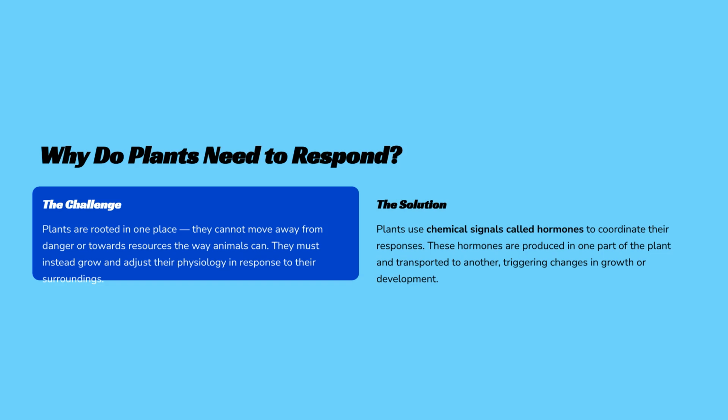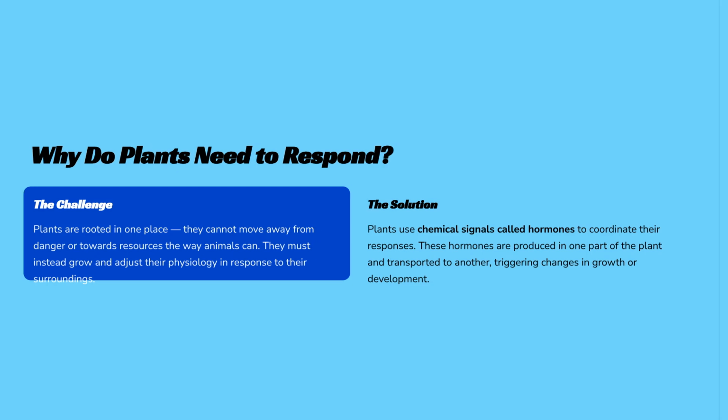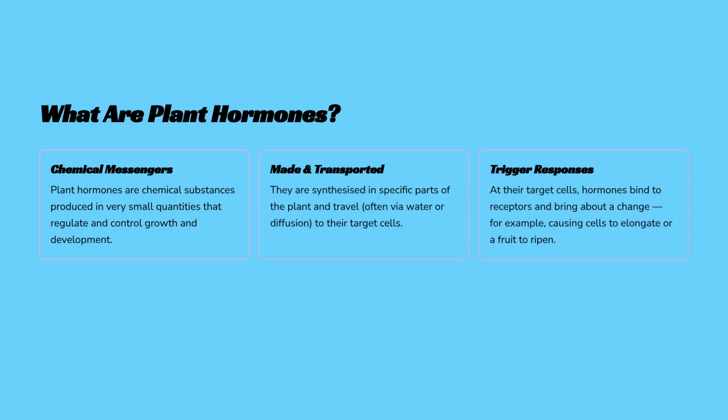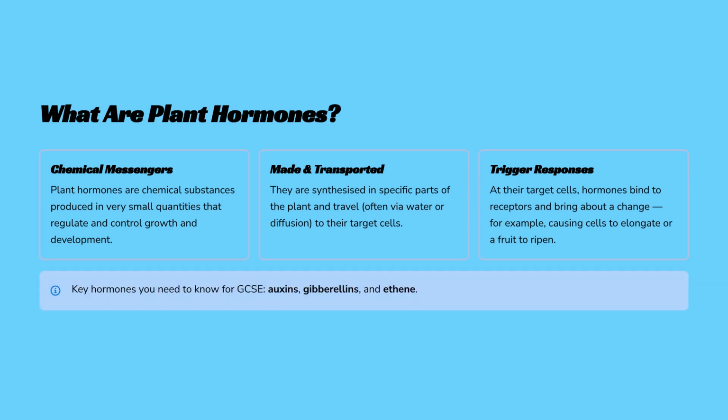These hormones coordinate responses by being produced in one part of the plant and triggering changes elsewhere. Plant hormones are chemical messengers produced in small quantities that regulate growth and development. They are synthesized in specific parts of the plant and transported to target cells to trigger responses like cell elongation or fruit ripening. Key GCSE hormones are auxins, gibberellins, and ethene.